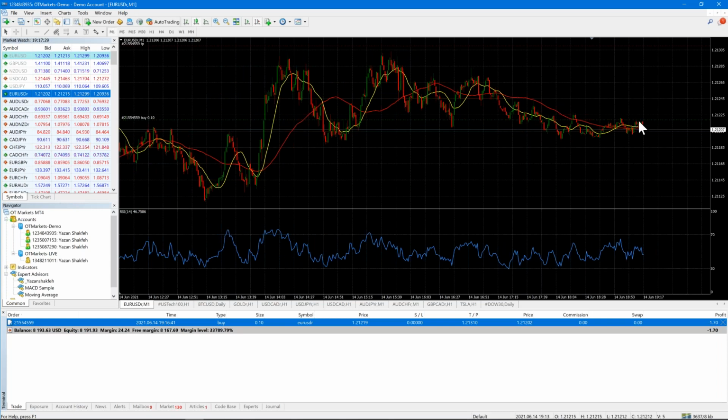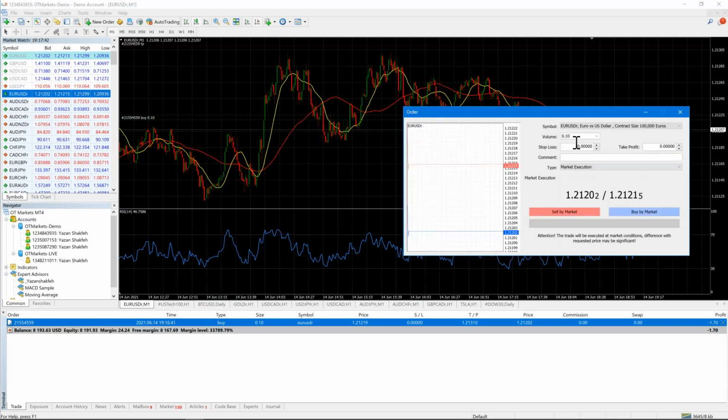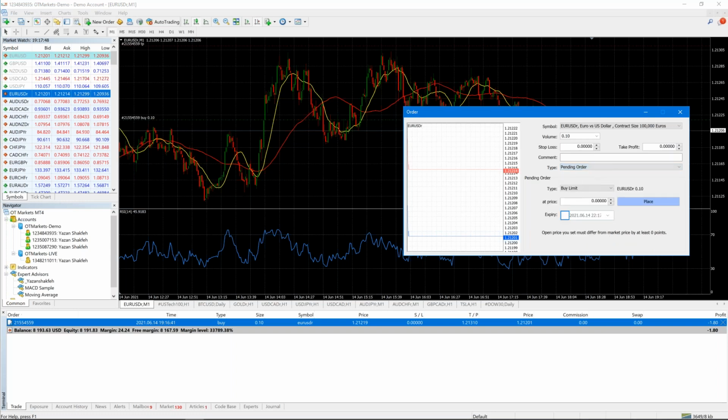Let's say that the market, instead of going to this target, goes against me. 10 more pips, I need to double the position. So what I will do, I will put a pending order from here. Instead of market execution, I put a pending order and put 0.2, which is double the previous figure of 0.10. And I will buy at a price 10 pips below my previous price. So I bought before at 1.2121. I will make another buy at 1.2111.